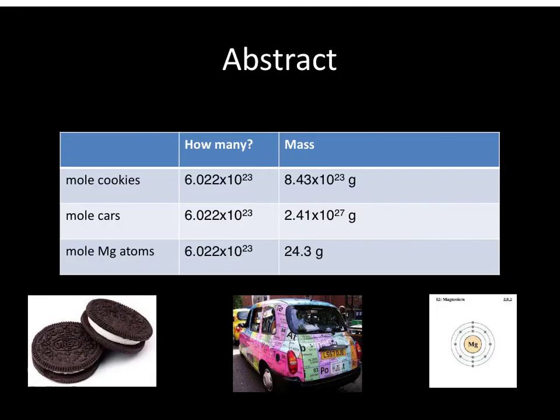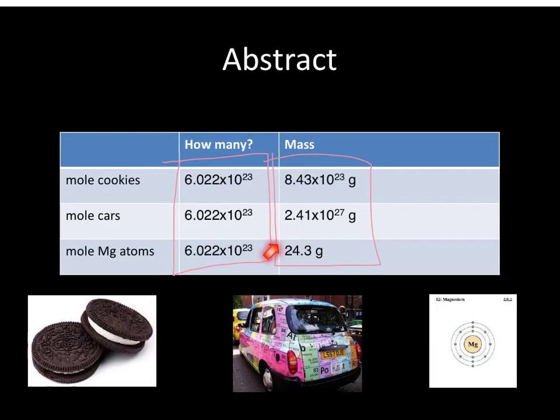A mole of magnesium atoms is 6.022 times 10 to the 23rd. And so you're going to notice all of them have the same counting number, but they all three have a different mass. And so a mole of magnesium atoms, we can now see that we're getting into a range that we can visualize. That would weigh 24.3 grams.